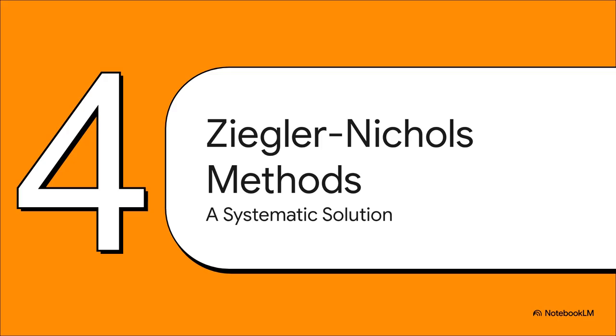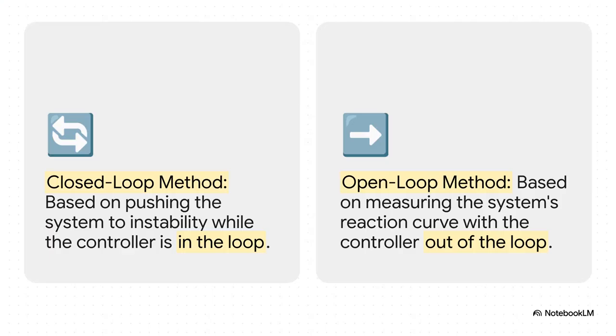These basically give us a recipe book, formulas to calculate the gains. And there are two main flavors. The first is the closed-loop method. You do this with the controller still running. It's live. You actually push the system right to the edge of instability to see how it behaves. Yeah, it can be a little risky on a live system, but it gives you a super accurate picture of its real dynamics. The other way is the open-loop method.